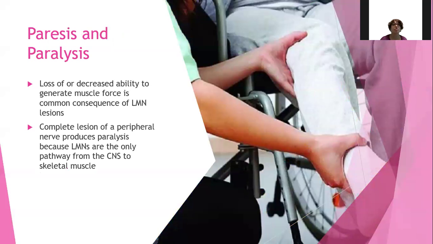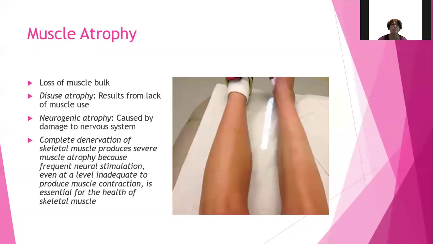Paresis and paralysis are loss of or decreased ability to generate muscle force, as it's a common consequence of lower motor neuron lesions. So complete lesion of a peripheral nerve produces paralysis where you have no movement, because lower motor neurons are the only pathway from the central nervous system to the skeletal muscle. If you have an incomplete lesion, then you can get paresis, which is decreased ability to generate muscle force. So paralysis is complete loss of movement and paresis is partial loss of movement.